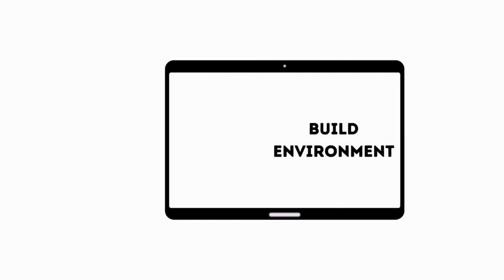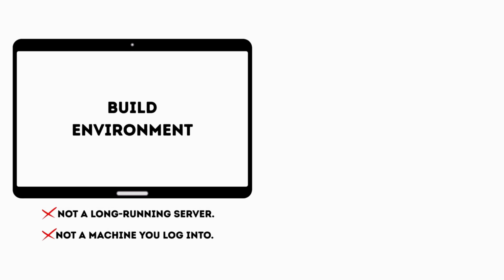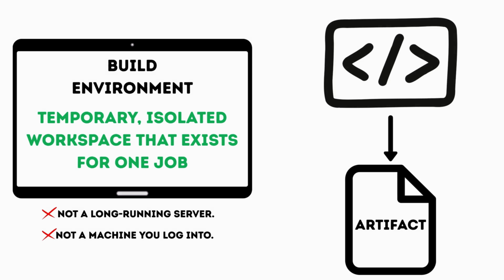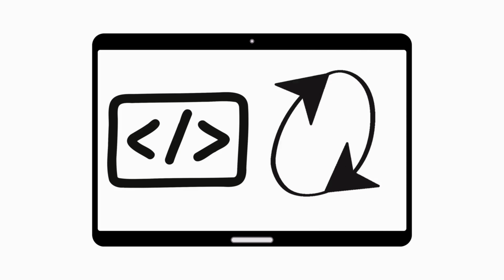A build environment is created. Not a long-running server and not a machine you log into. A temporary, isolated workspace that exists for one job, turning source code into a deployable artifact. The source is pulled in securely, and the transformation begins.